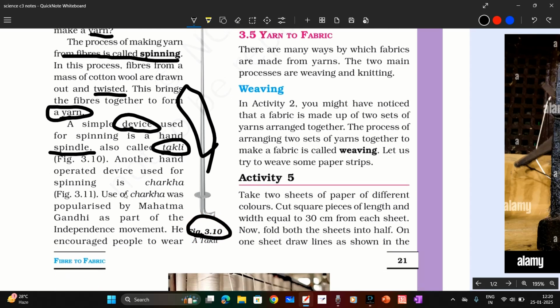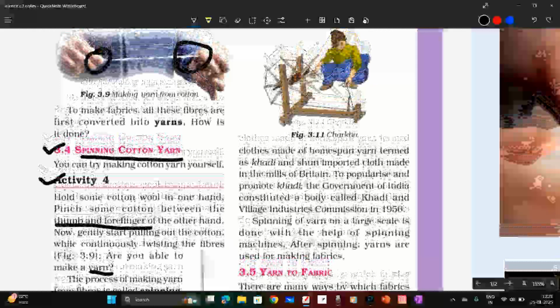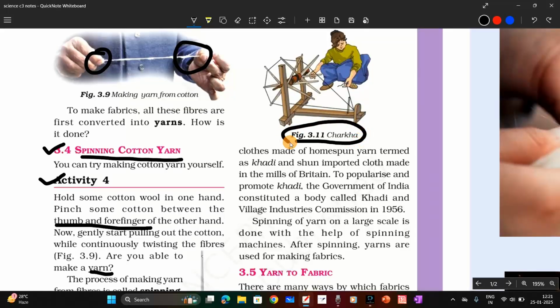Another hand-operated device used for spinning is the charkha. You have all seen Gandhiji showing how the charkha is operated, in pictures and so on. After the takli, they invented another device that can be operated by hand. The device used for spinning is the charkha, as shown in figure 3.11. This is a charkha. They used to use it.